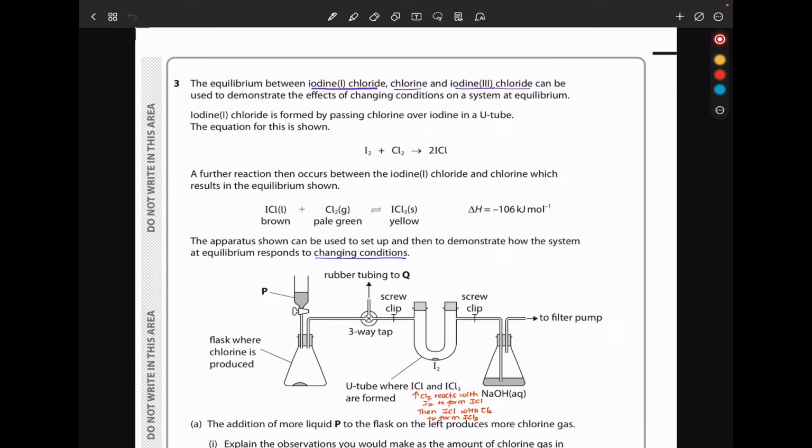In question 3, the equilibrium between iodine 1 chloride, chlorine, and iodine 3 chloride can be used to demonstrate the effects of changing conditions on a system at equilibrium. Iodine 1 chloride is formed by passing chlorine over iodine in a U-tube, and the equation for that reaction is like that. A further reaction then occurs between iodine 1 chloride and chlorine, which results in the equilibrium shown. So meaning the first reaction occurs between iodine and chlorine to produce that, and then this goes into an equilibrium reaction, reacting with chlorine to give us the iodine trichloride, and they've given us the enthalpy change for this reaction.